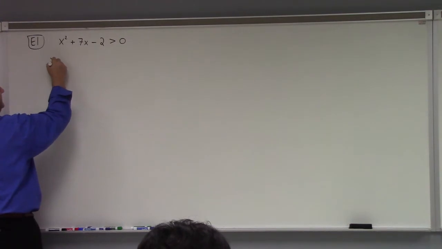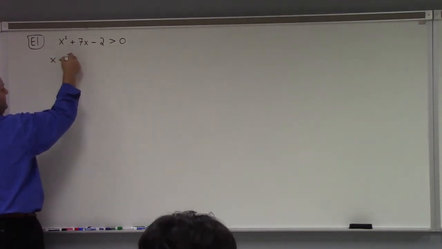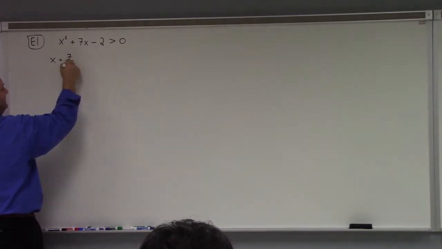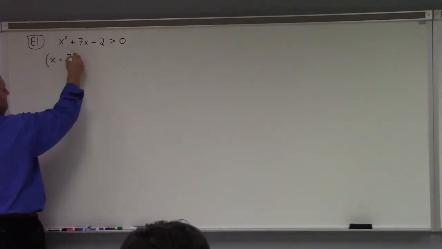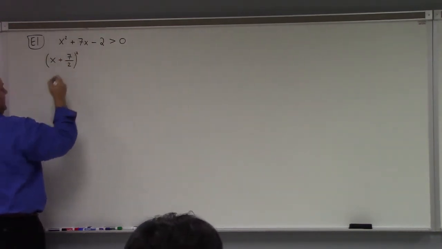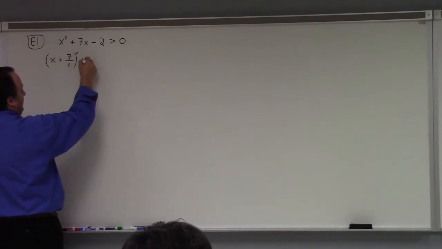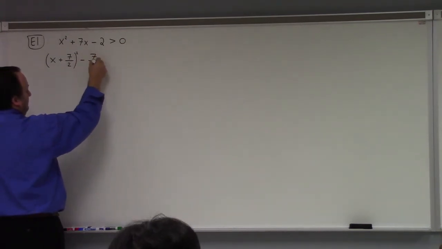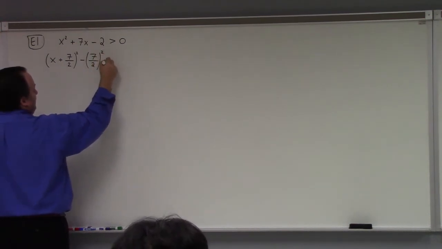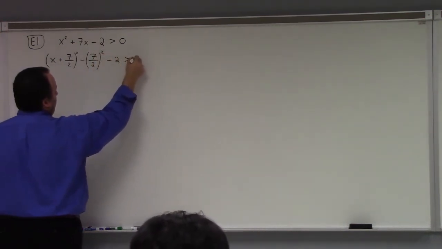So here we go. x, what's half of 7? It's 7 halves, right? So you square that thing, and then to be fair, we subtract 7 halves squared, right? So this thing I'm doing right now is known as completing the square, right? And then, of course, the minus 2 is still there.